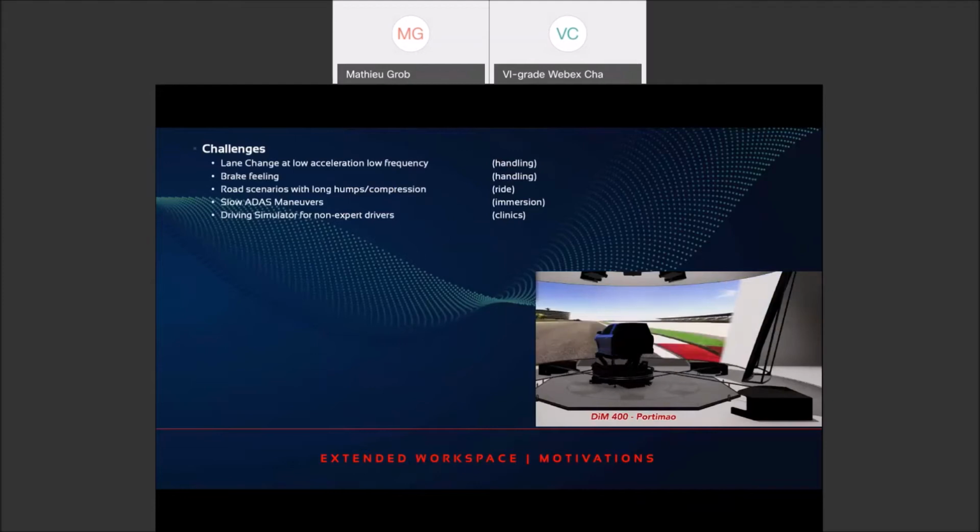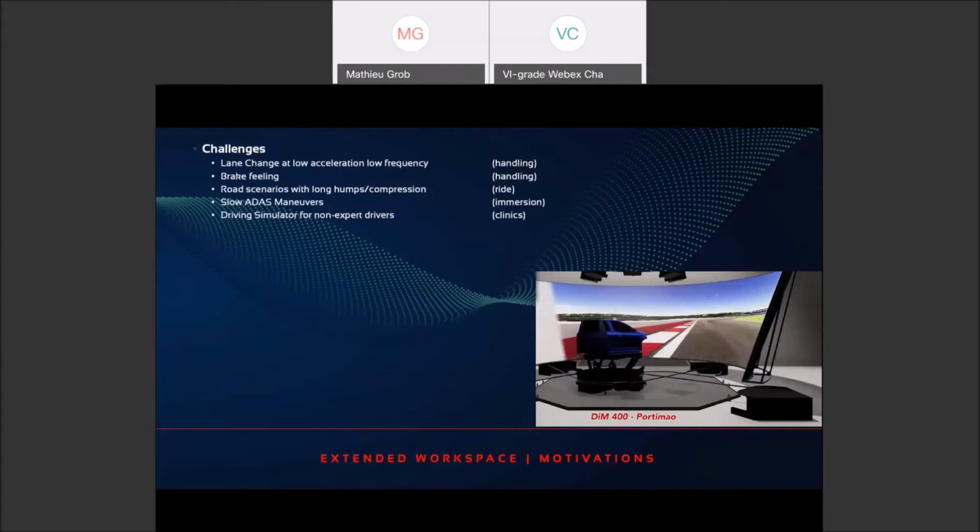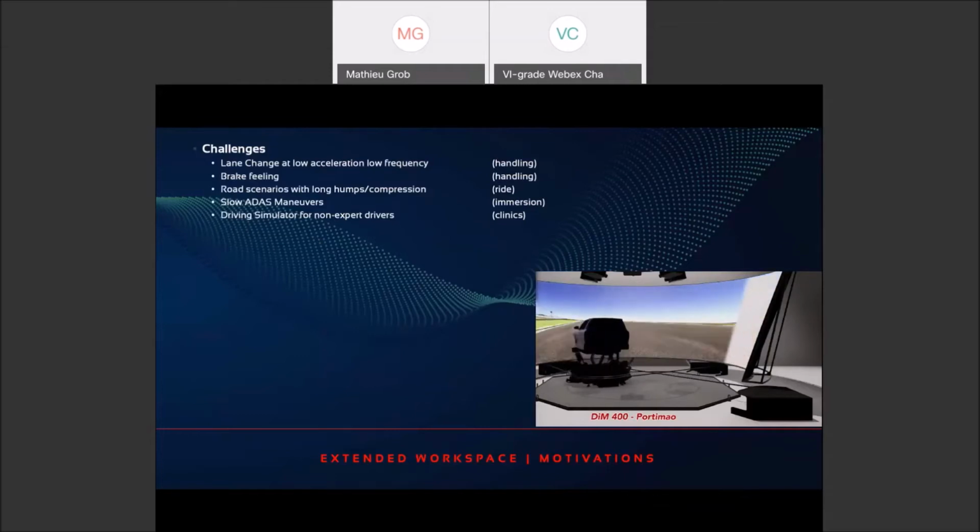This can be especially a problem for low dynamic maneuvers, like slow ADAS maneuvers, lane change, having the good brake feeling, road scenarios with long humps, compression, or big curves, and also when you put non-experienced drivers in a driving simulator. I don't know if you ever tried a driving simulator, but generally speaking, on a simulator that has very low feedbacks, you tend to go too quick or to have a driving that is not the one you would have in a real car.